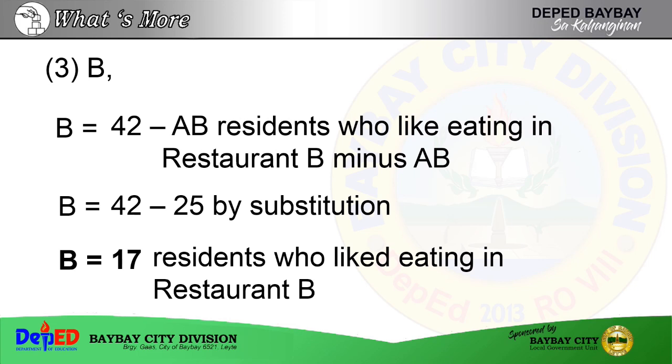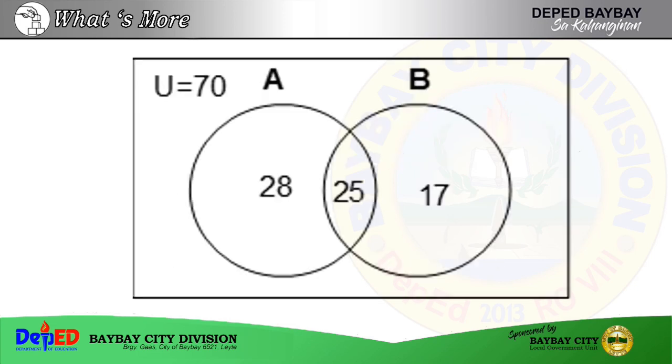Step 4. We have to use the operations. The number of elements in each region is shown below. So U is equal to 70. Then set A is 28, set B is 17, and the intersection of A and B is 25.